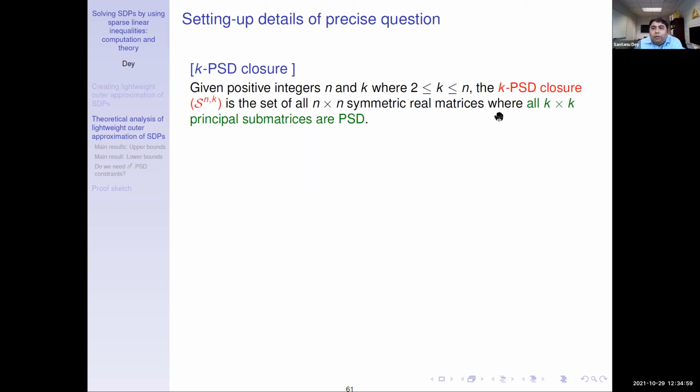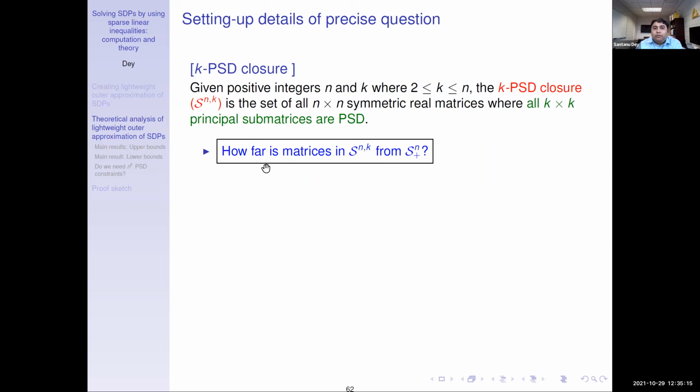We formally call this cone the k-PSD closure. We use the notation S_n^k, which says that matrices are n by n, and every k by k principal submatrix is PSD. As we said, the question we want to know is how far matrices in this cone are from matrices in S_n^+. Every matrix in S_n^+ is in S_n^k, but there are matrices in S_n^k that are not in S_n^+. How far are they?